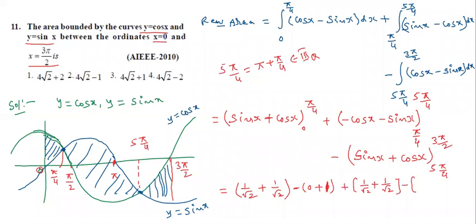Now minus, go to the lower limit: minus cos pi by 4, minus 1 by root 2, and minus 1 by root 2, sin pi by 4. Okay, so the second term is also completed. Now go to the third term. First the upper limit 3 pi by 2: sin 270 is minus 1, cos 270 is 0. Minus, but already there is a minus outside, minus into minus plus. Sin 5 pi by 4 is minus 1 by root 2, cos 5 pi by 4 is minus 1 by root 2.